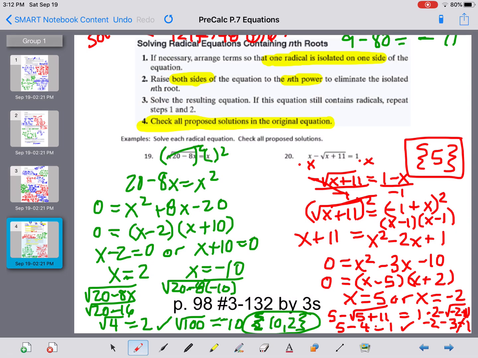All right, there's my equation notes. Practice them, page 98 there, 3 through 132 by 3s, or do the odds so you can check the back of the book, check with Mr. Slater. Do the problems you need to practice. Make sure you are just capable of solving any and all of these type of equations. Please let me know if you have any questions.